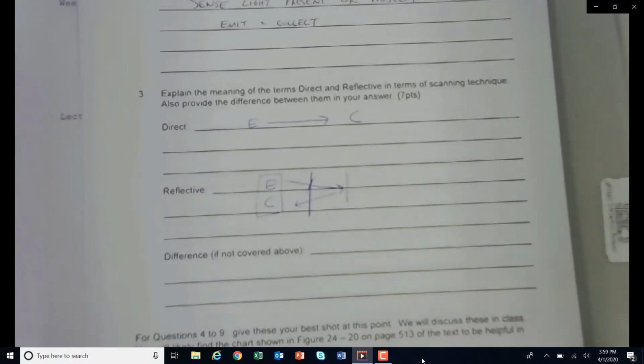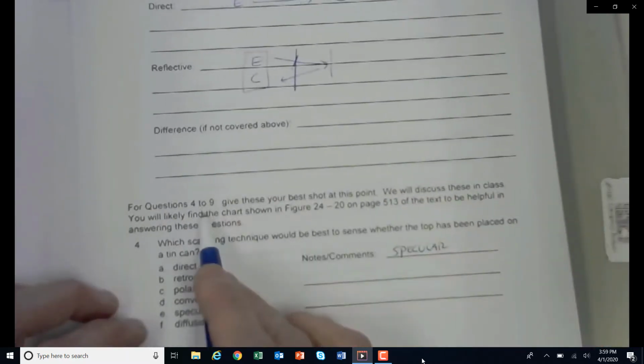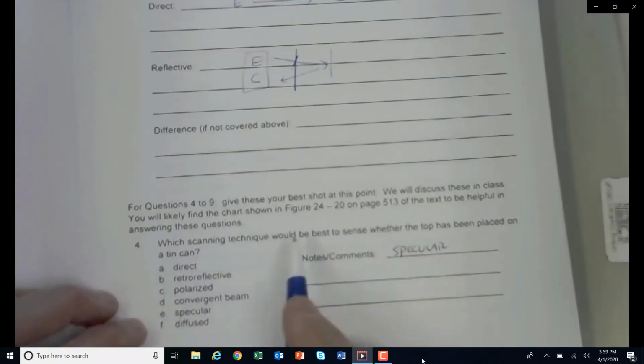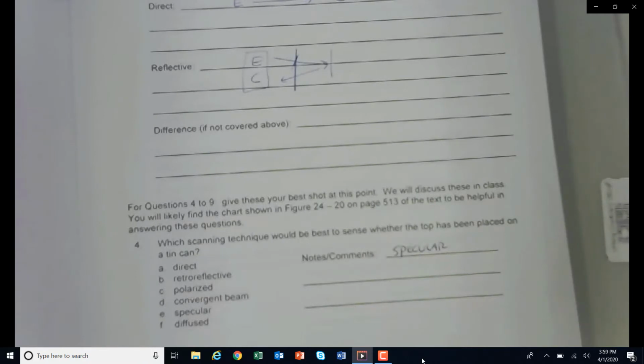And so what I want to do first is look at the questions on 4 to 9, and these were your best guesses about what these were, and I know that these were hard, but we did pretty good with them. So if we take a look at the first one, it says, what scanning technique would be used to sense the top has been placed on a tin can?